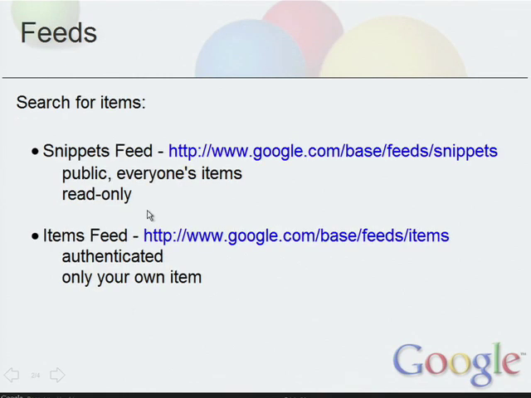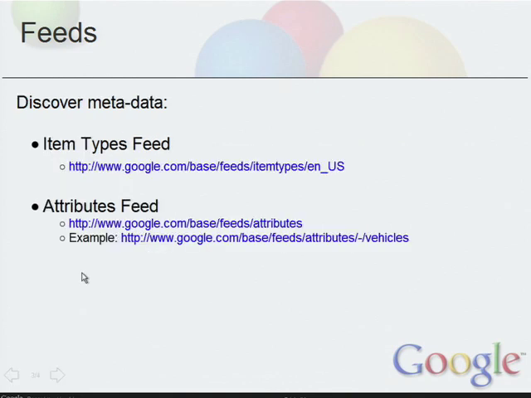The snippets feed, which is a public read-only feed, and you can see everyone's items. This is the URL for it. And the items feed, which is an authenticated feed, and it's only your items, so you can't see anyone else's items. There are two types of metadata feeds where you can learn and discover different types of categories.